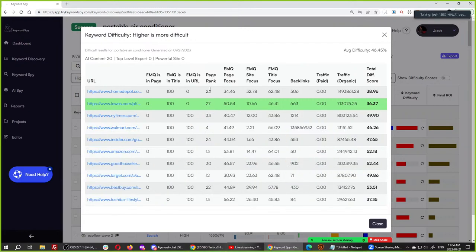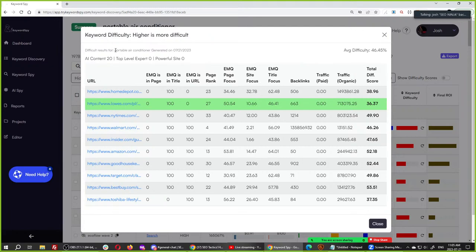The page rank of the page. This is good old page rank, PA. So look at the PA of these pages. Not that high at the end of the day. Domain authority means nothing. PA, or page rank, means everything. These are quite low, right? EMQ page focus. This is 50% focused on the topic of portable air conditioners. The site is only 10% focused on this, obviously. So if you had a site dedicated to portable air conditioner, this would be easier to beat.